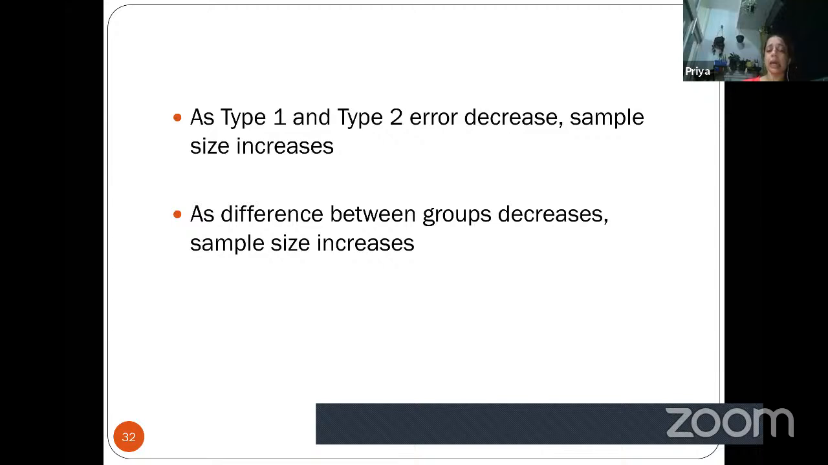Remember, once again, as type 1 and type 2 error decrease, sample size increases. Okay. As your difference between groups decreases, sample size increases. So if you want to find a very, very small treatment benefit, you will need a very, very large sample size.